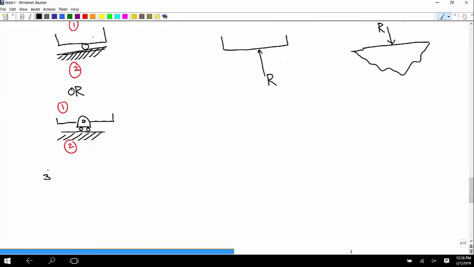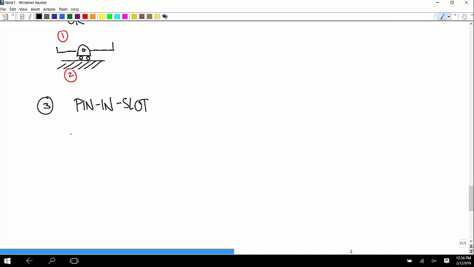And then the third one is a pin and slot joint. And that looks something like this. So you have one body with a pin going through it, and that pin can slide in a slot. And that connects it to another body. So this is body 1, and this is body 2.